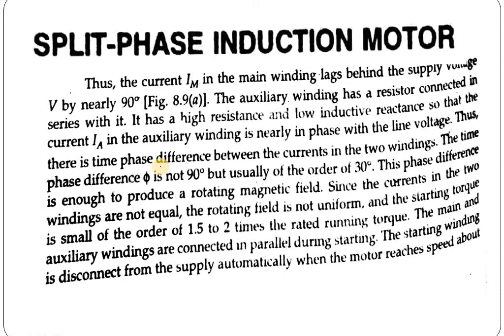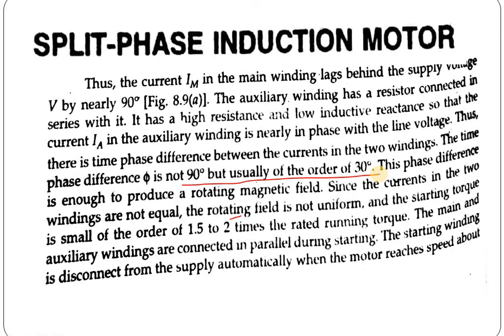And in the auxiliary winding, as the resistive part is high, the current will be nearly in phase with the voltage. That means now we have got two currents. One current is nearby 90 degrees lagging and another current is almost 0 degrees. That means we have two currents which are almost 90 degrees apart in phase. But usually the phase difference is not 90 degrees but on the order of 30 degrees, because the inductive effect and resistive effect cannot create such a huge phase difference of 90 degrees. It is near about 30 degrees it can create.